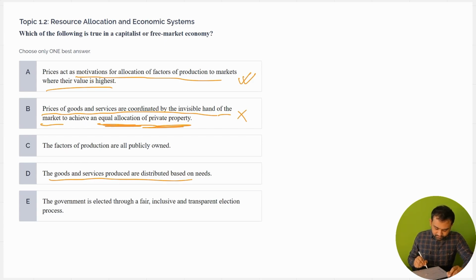Lastly, the government is elected through a fair, inclusive, and transparent election process. Technically speaking, this is nothing to do with the economic system. We tend to see in a free market or capitalist economy, they're more democratic in nature, whereas command and planned economies are not. But while this is something that you tend to see in capitalist or free market economies, theoretically speaking, you can have a dictatorship with a capitalist or free market economy. So therefore, this is not the right answer either.